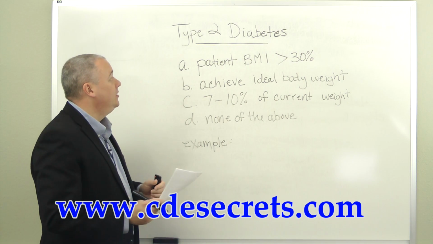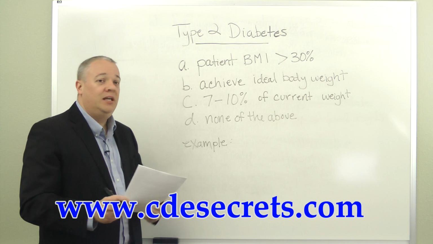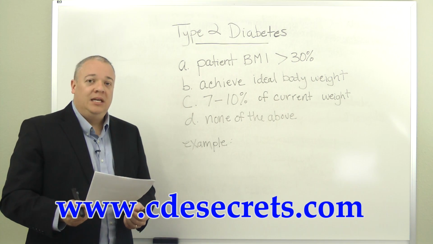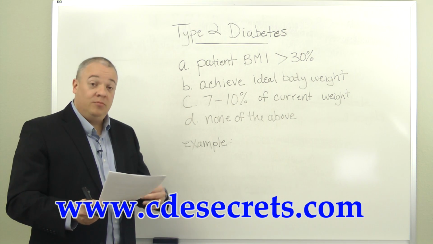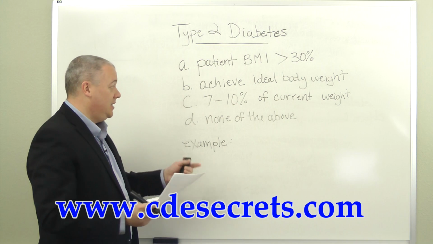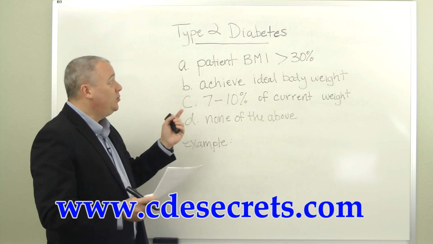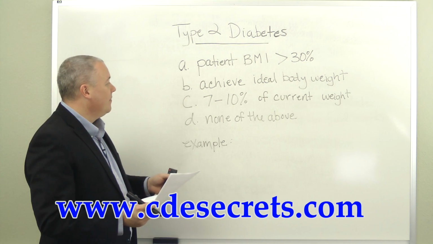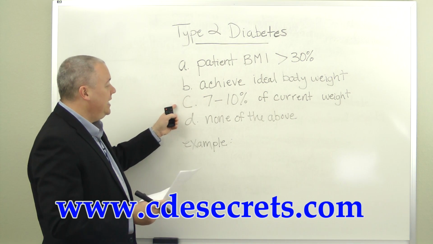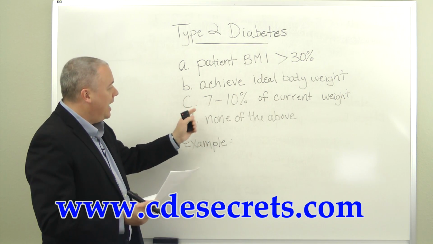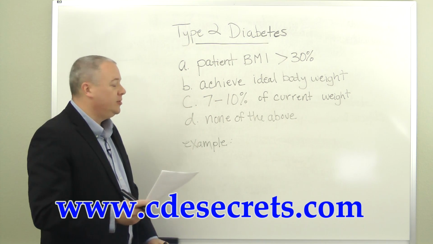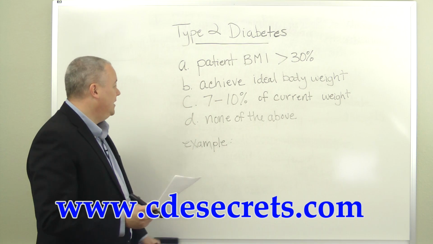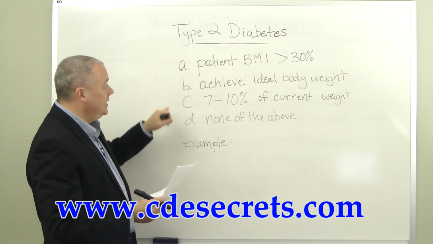Now A says patient body mass index less than 30%. Now I don't know exactly what the percentage would be because they haven't given us that data. So this one is actually not a good answer because we don't have enough data to decide that. However, we can go with C and talk about their current weight and how much they would lose if they lost between 7 and 10%. Of course, D would be none of the above if none of these matched.